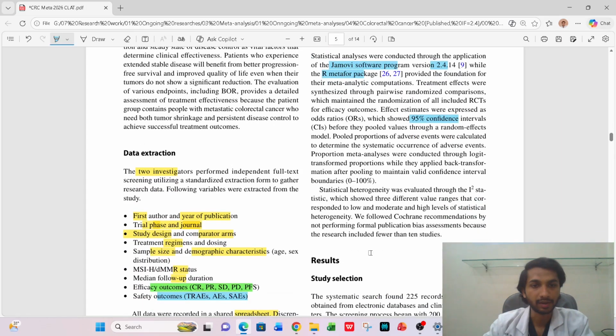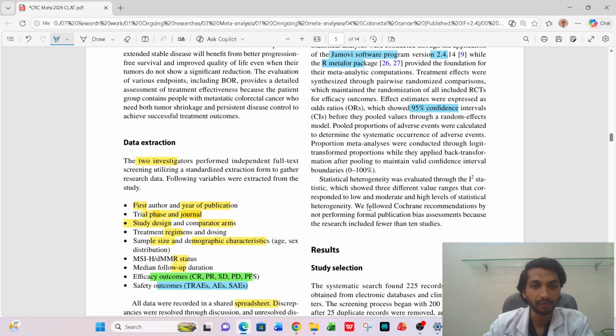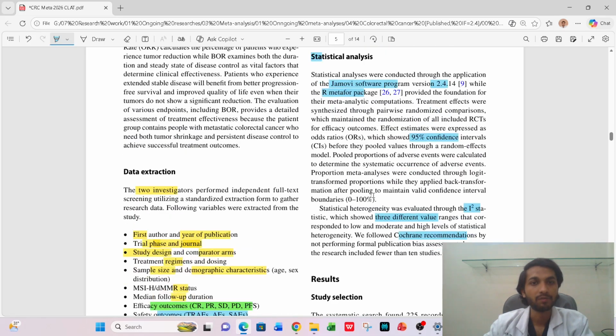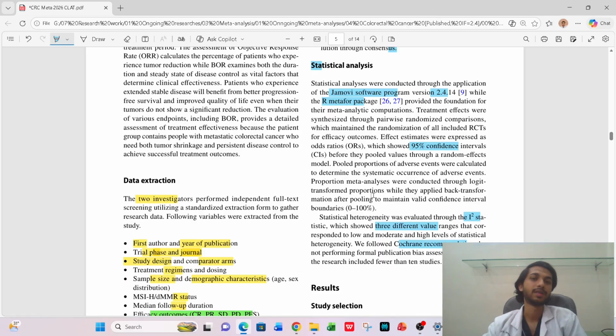There is another thing: we follow the Cochrane recommendation. You have to mention that you have followed all the guidelines as well. What is I-square? I-square is basically the heterogeneity of the studies. We show three different values, which they have mentioned here. So this is the last part of the methodology section, the statistical analysis.